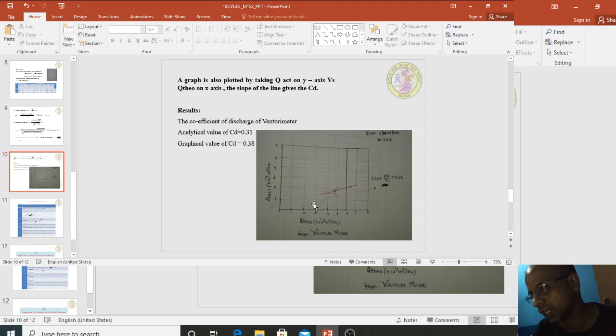Whatever the 4 trial values that we got, you plot them. Mark a best fit curve, and you will get a straight line. The slope of the straight line, AB by BC, if you calculate it, is around 0.38. Analytically 0.31, graphically it is 0.38, very close to each other.